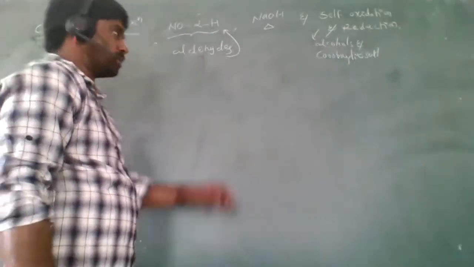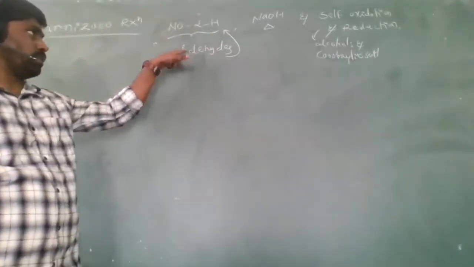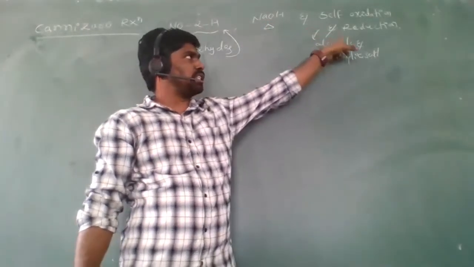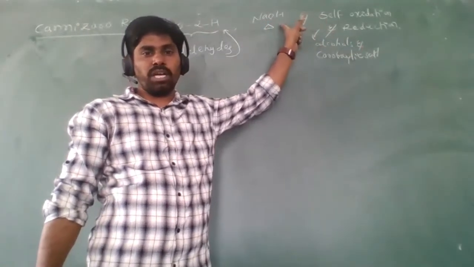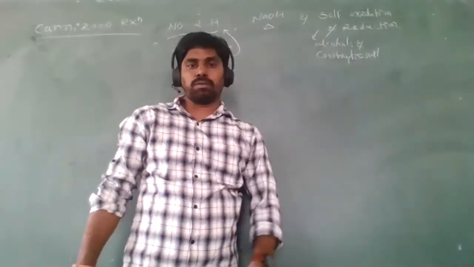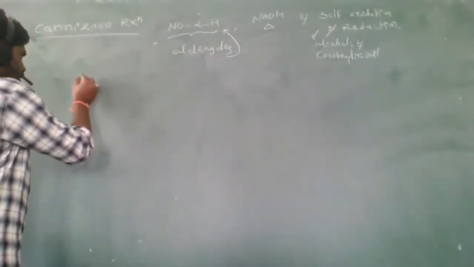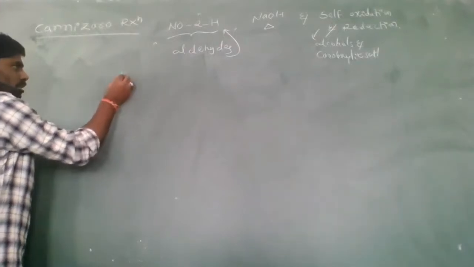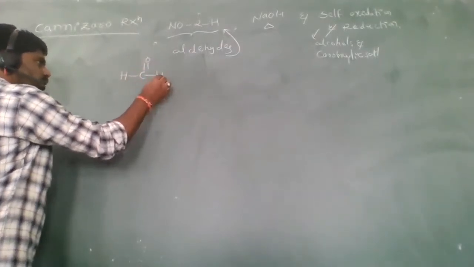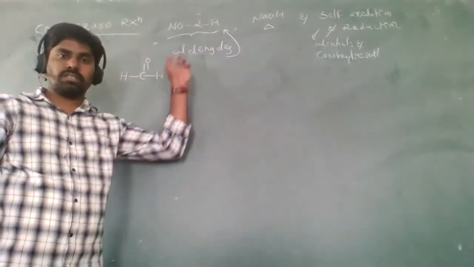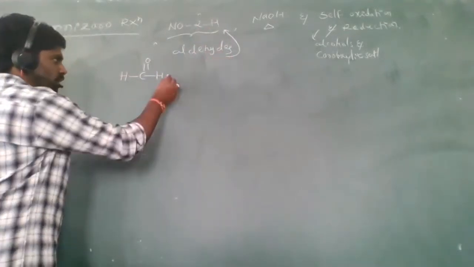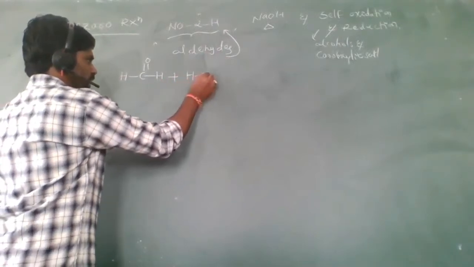Clear? So once again, look here. The aldehydes which don't have alpha hydrogens undergo self-oxidation and reduction in the presence of NaOH to give alcohols and carboxylic salt. So look here, I will write the reaction. Now I am taking formaldehyde. Formaldehyde is the example of an aldehyde with no alpha hydrogen, which undergoes self-oxidation and reduction.